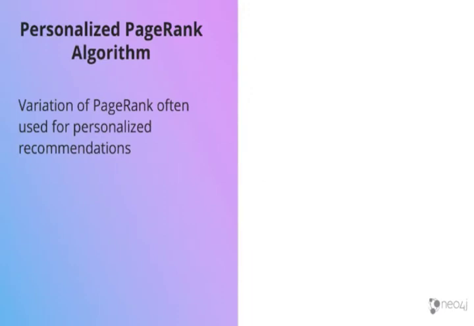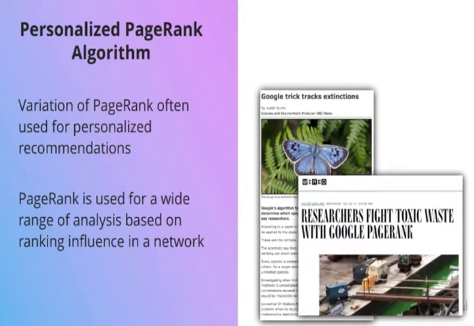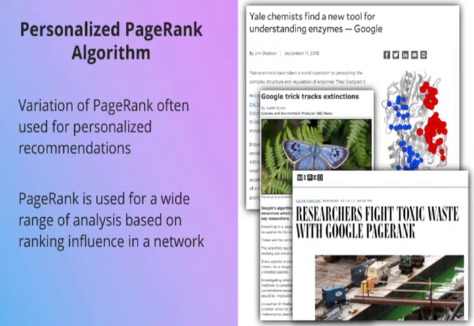The personalized PageRank algorithm is a variation of PageRank that is very handy for recommendations. But before we dive into that, let's start with PageRank itself, which is probably the best known centrality algorithm. It's been used in a wide range of analysis from either indirect or overall influence in networks, from food webs to connections in the brain, of course, ranking pages, biological processes, and even in criminal networks. So PageRank has quite the history.